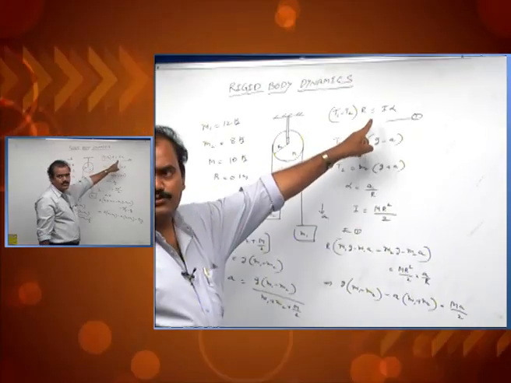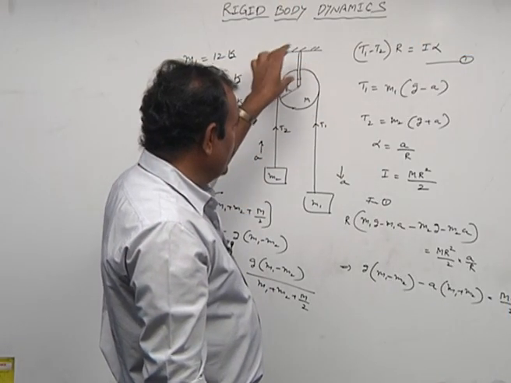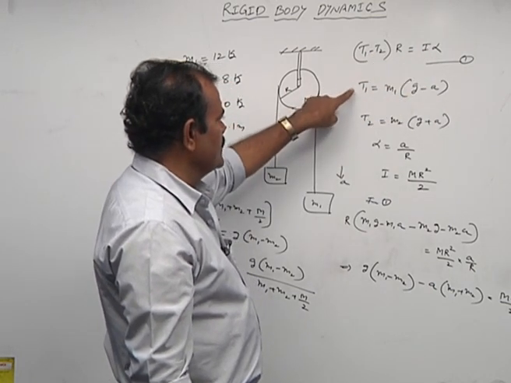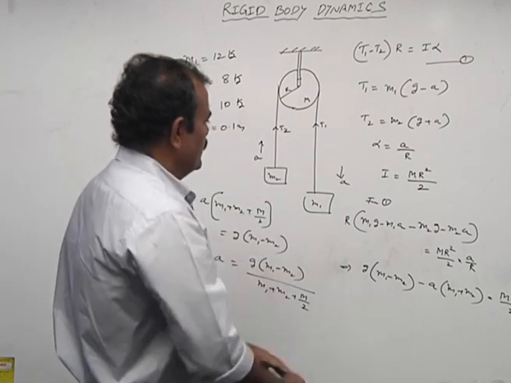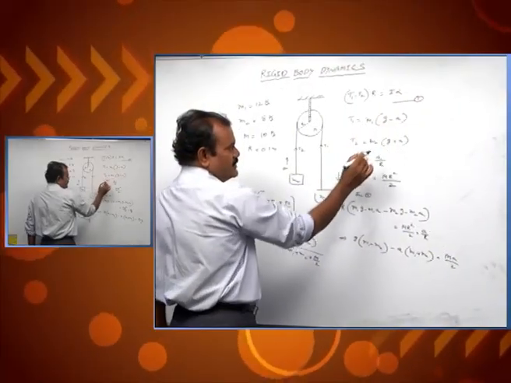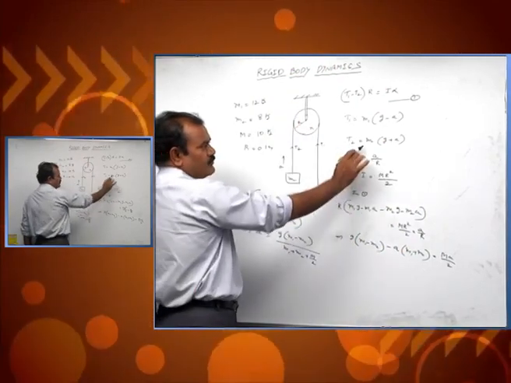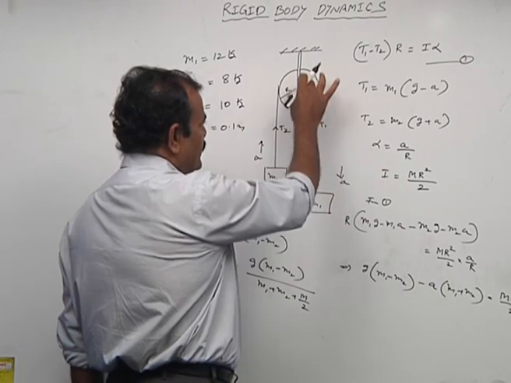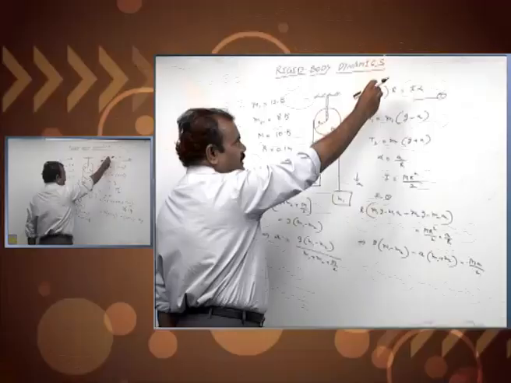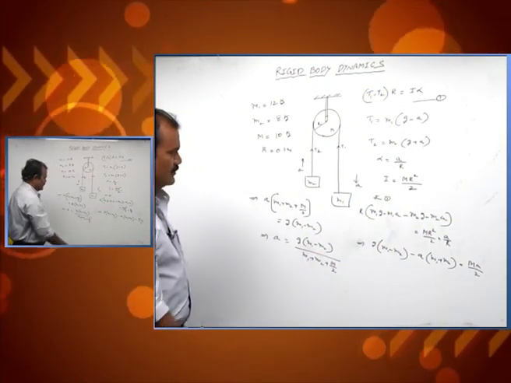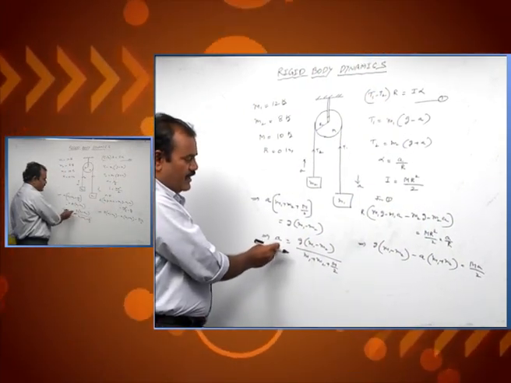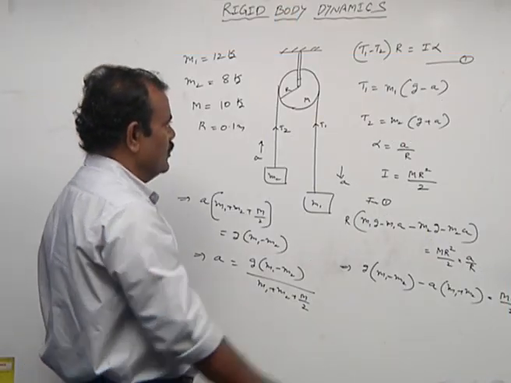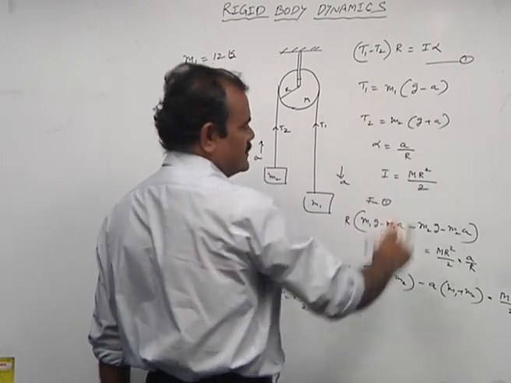The difference of these two tensions makes this pulley rotate. So T1 minus T2 into R is equal to I alpha, that is the first one. T1 is equal to, as it is coming downwards, m1 of G minus A. T2 is equal to, as it is moving upwards, m2 of G plus A. Alpha is equal to A by R, and I is equal to mr square by 2 for the pulley. You apply all of them here. Then you frame the equation for A, apply those values, and you get the acceleration. After finding this acceleration you apply it here, then you can find the tensions also.